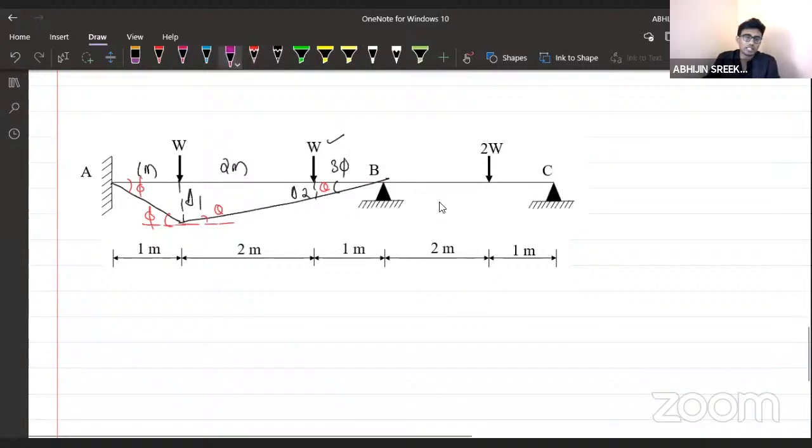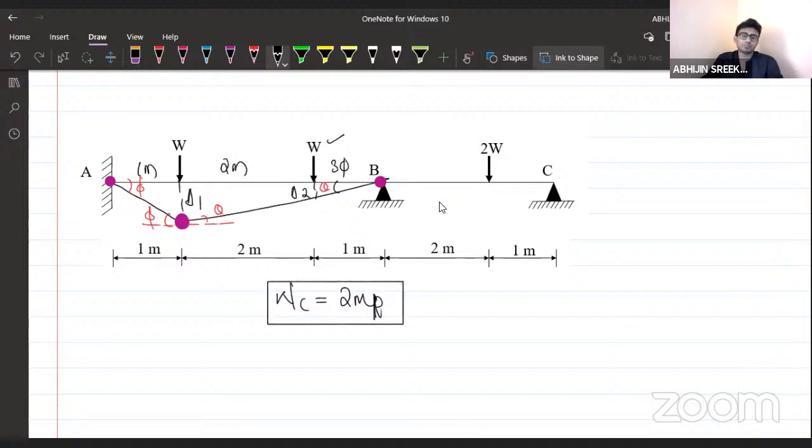What are the possible locations of the plastic hinge? Here I'll be having a plastic hinge. Here I'll be having a plastic hinge. Here also I'll be having a plastic hinge. Follow the same procedure. You will be getting WC as 2 MP. That's exactly the same. Loading is same, location of the loading is same, so you'll be getting the same. But remember, if the loading is somewhat different, then WC will be different. But in this case, for this question, that will be same.